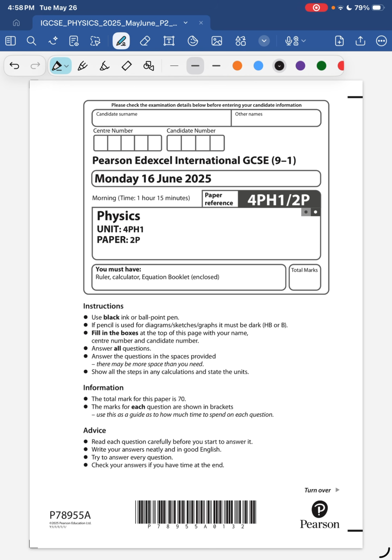This is from June 2025, so last year. I hope it's useful. So let's start.